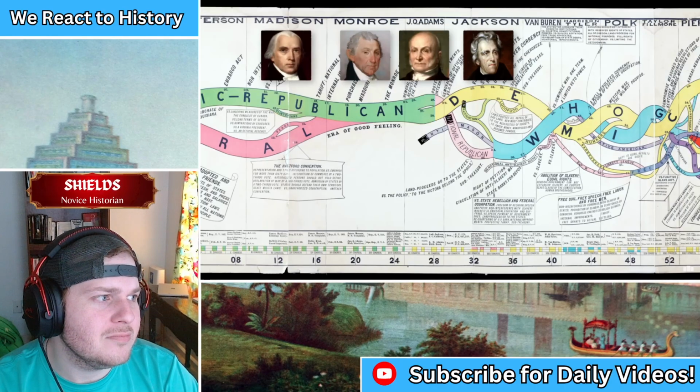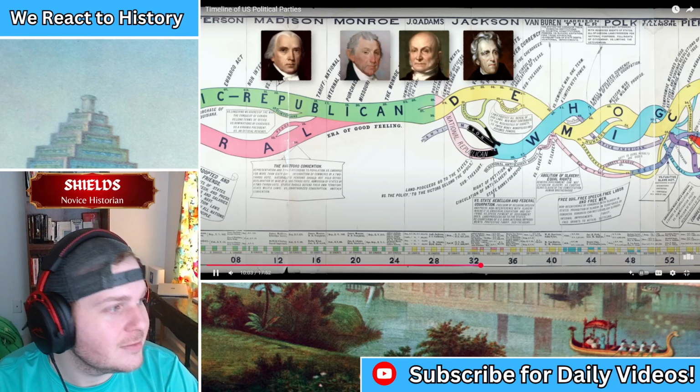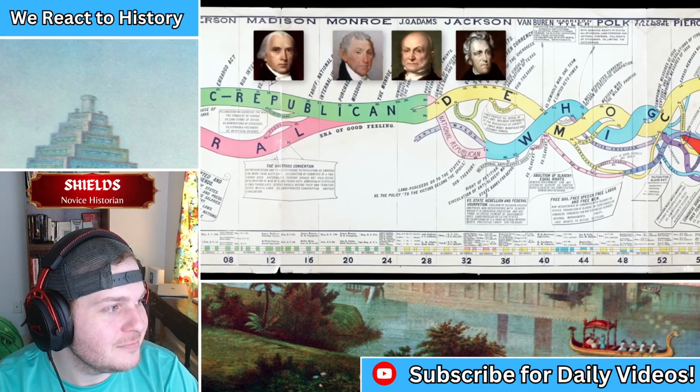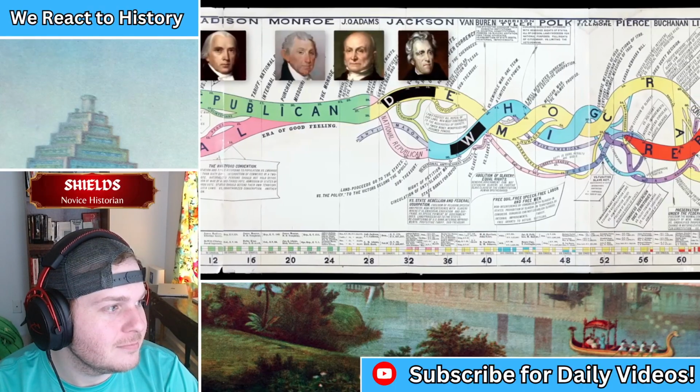Basically, some of the nullifiers combined with the National Republicans as well as the Masons to form a new Whig Party. Thus, for the next little while, America once again had 2 main parties, the Democrats and the Whigs.